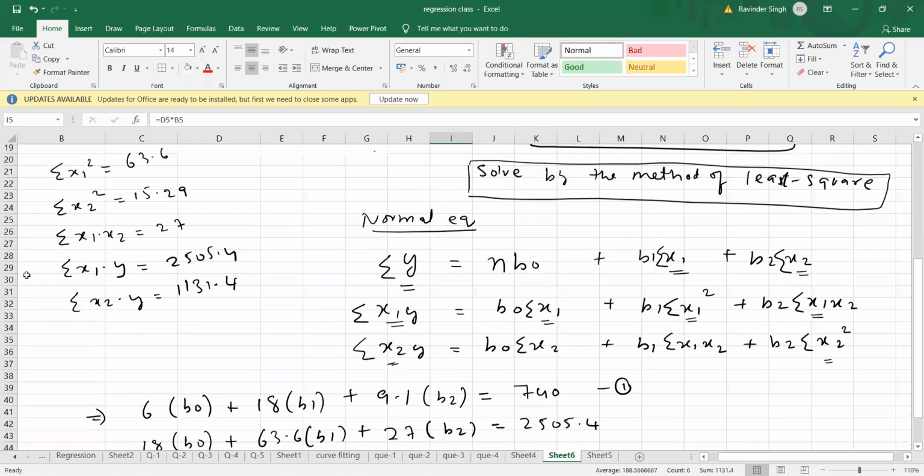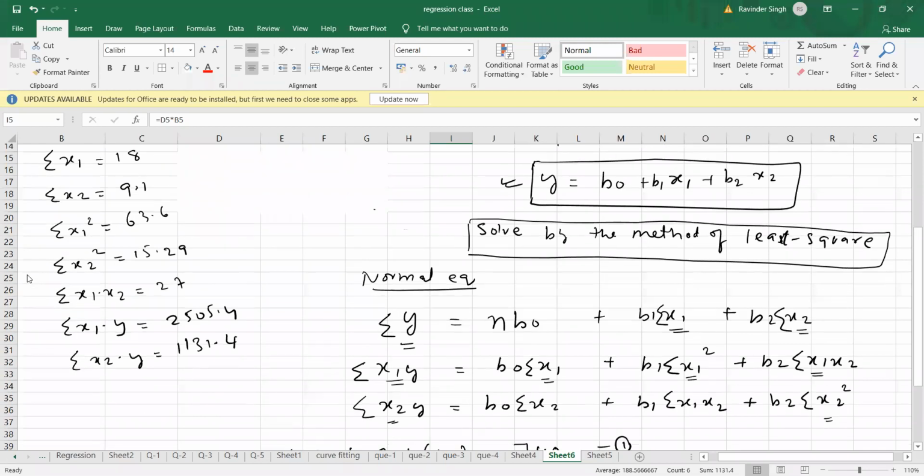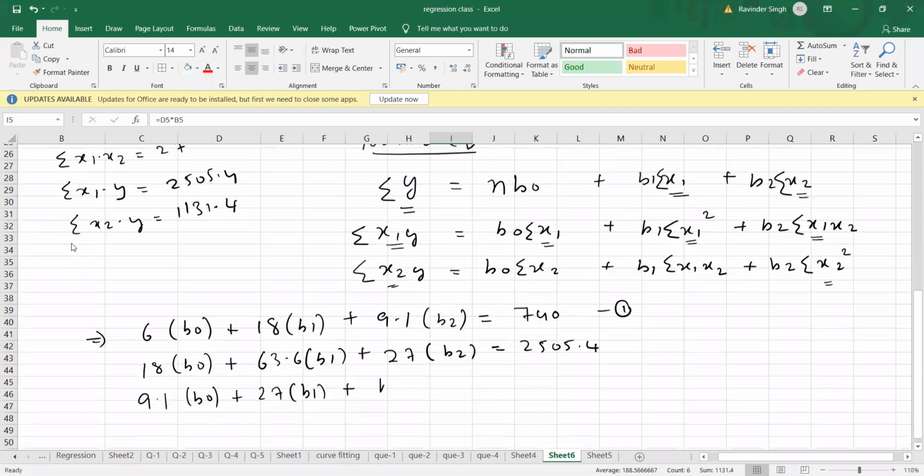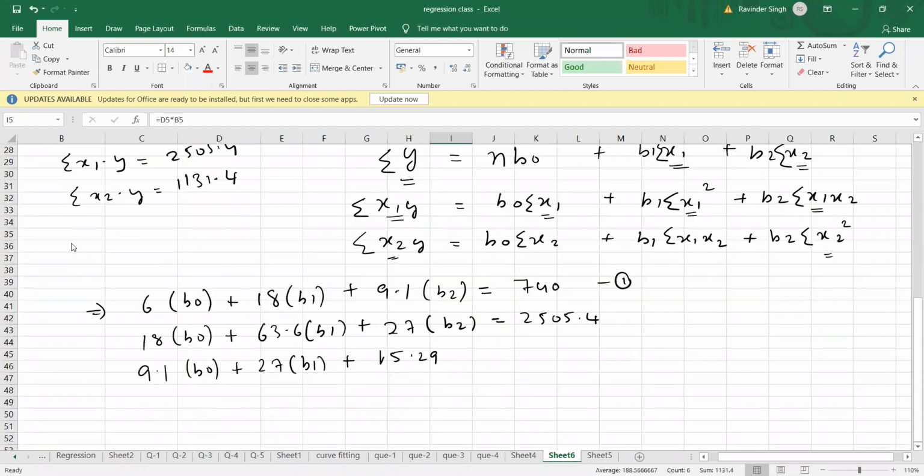Third equation will be b naught times summation of x2. Summation of x2 is how much? 9.1. So this will be 9.1 times b naught plus b1 into x1 x2. So x1 x2 is 27, so 27 times b1 plus x2 square, 15.29, times b2 is equal to summation of x2 into y, which is 1131.4. So this is equation number 2, equation number 3.